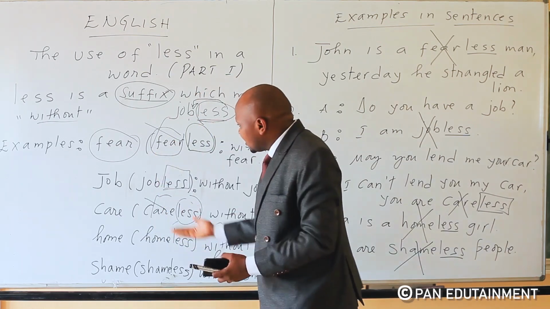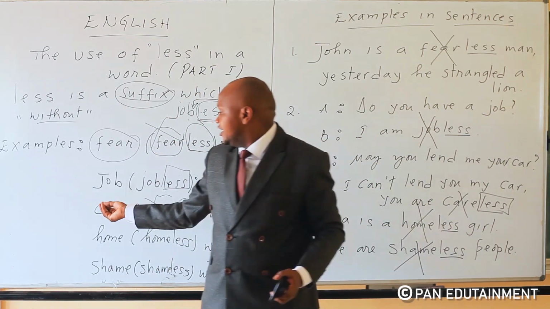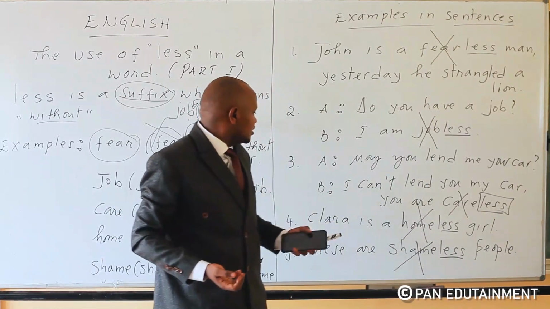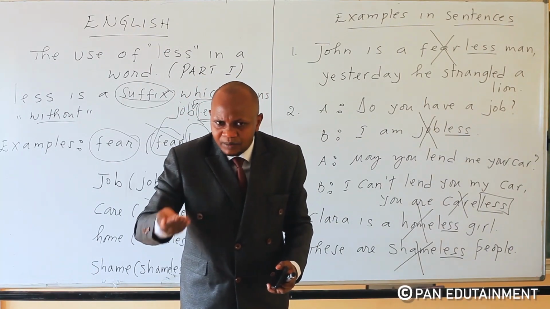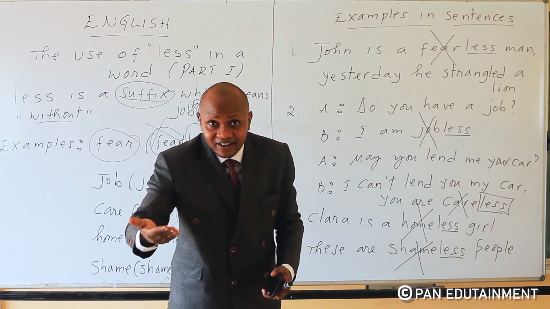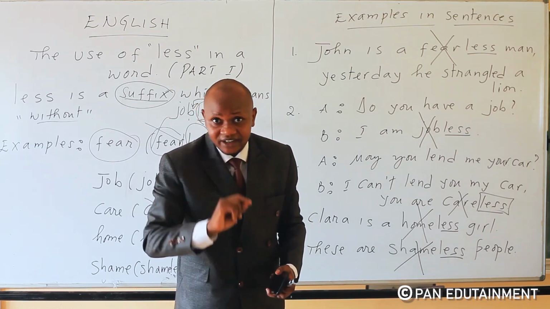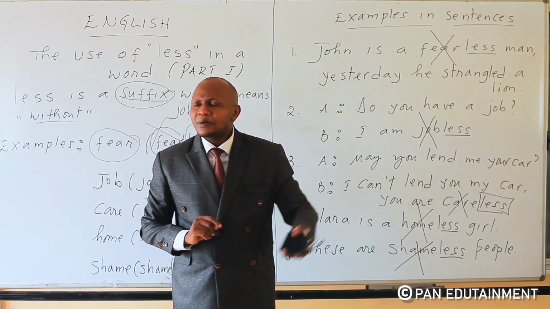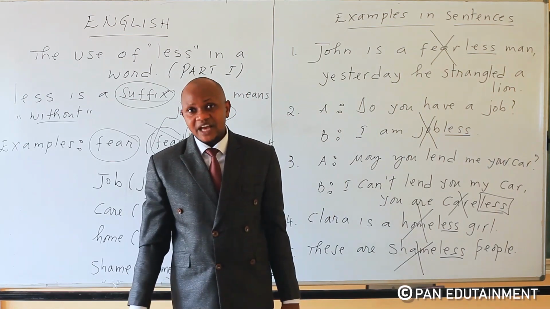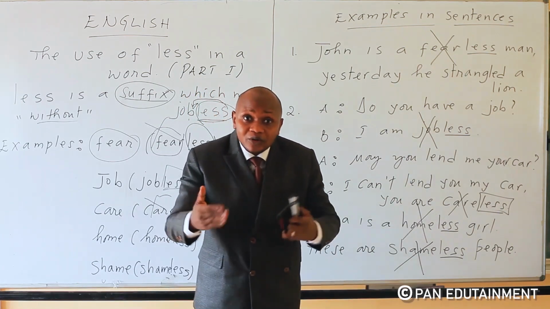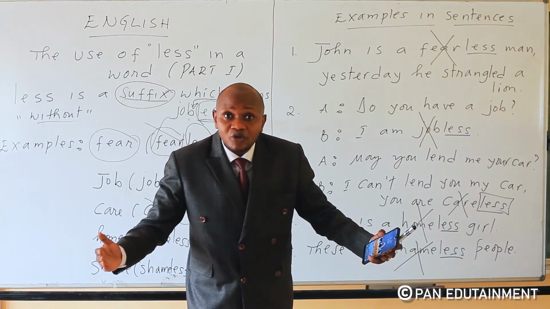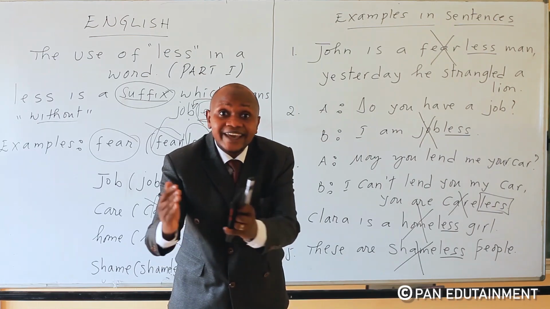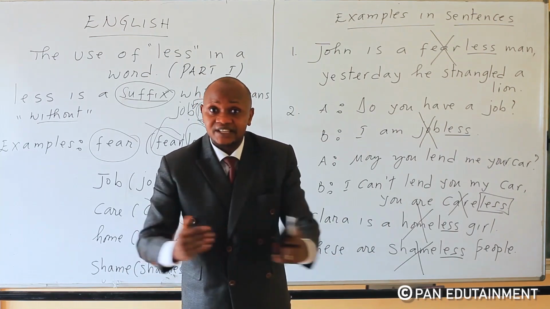Good. Number 3 you should take is care. For example, you can say she's a careless woman or she's a careless girl. I can't marry her. That girl doesn't care about anything. I really can't bring her home. I can't marry her. She's a careless woman or a careless girl.